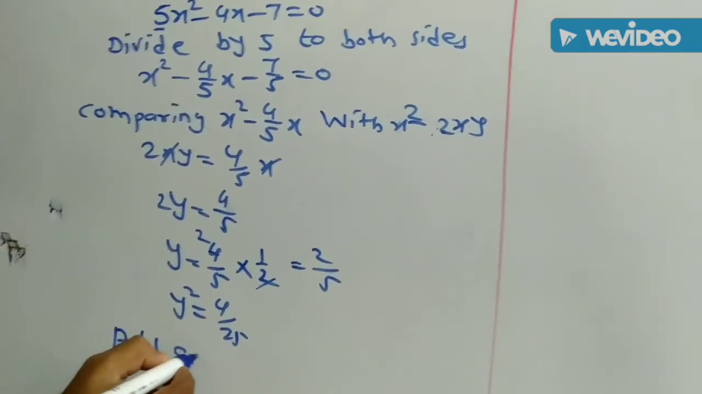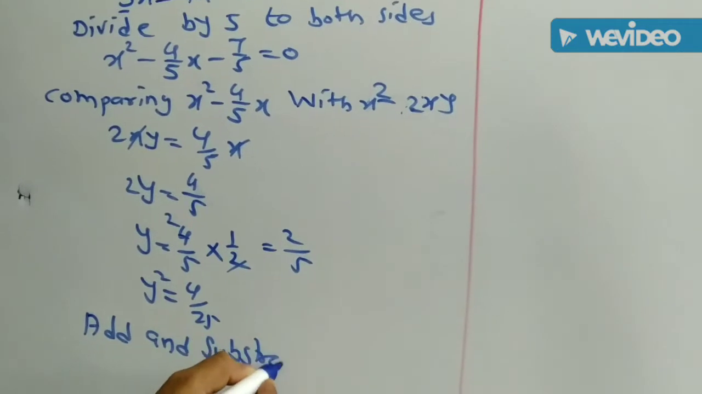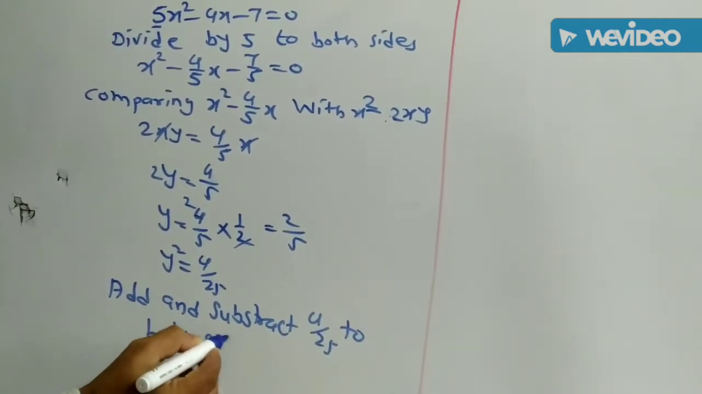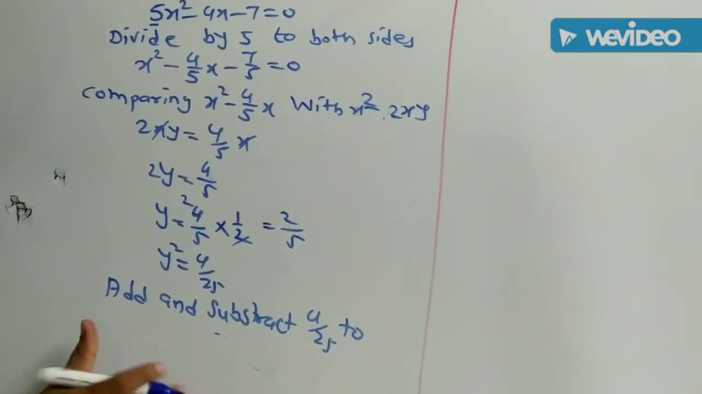Now add and subtract 4 upon 25 to both sides of the equation.